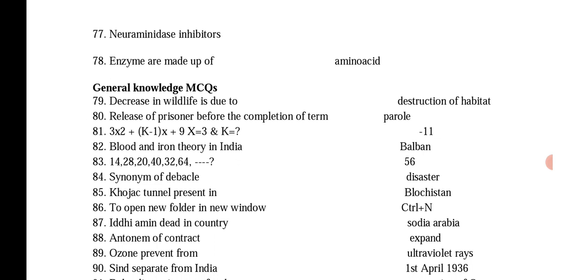General knowledge MCQs. Decrease in wildlife is due to destruction of habitat and urbanization. We are urbanizing and destroying the habitats of animals, so that is leading to the decrease in wildlife, and most of them are mammals.